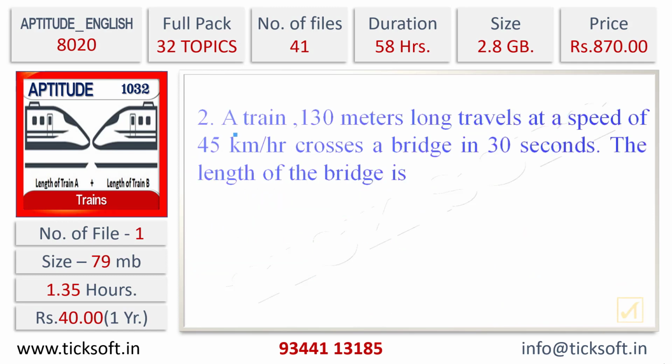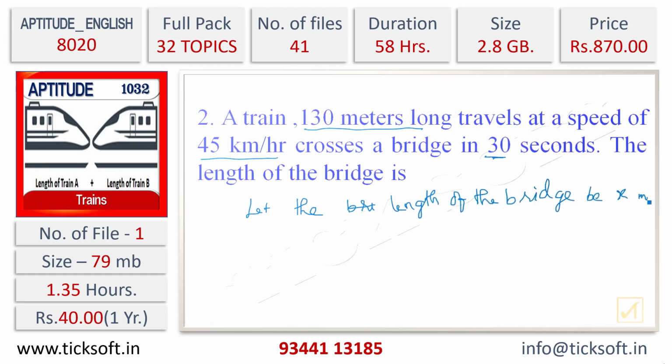Now we have the second question. Here the question is, a train 130 meters long travels at a speed of 45 km per hour and crosses a bridge in 30 seconds. The length of the bridge is? Here, listen, the length of the train is 130 meters and the speed of the train is 45 km per hour, and it crosses the bridge in 30 seconds, and we have to find out the length of the bridge. So let us take the length of the bridge to be x meters.